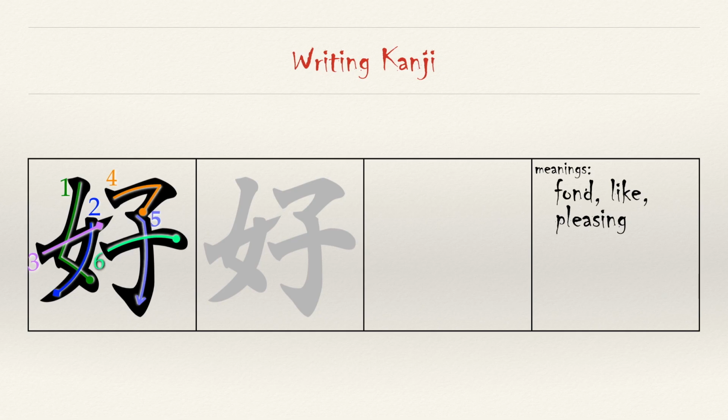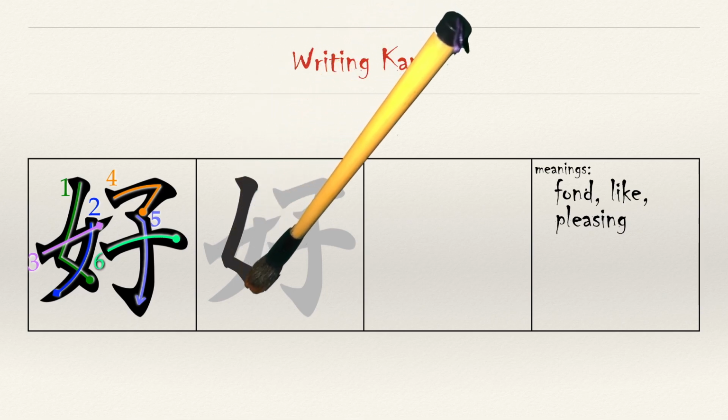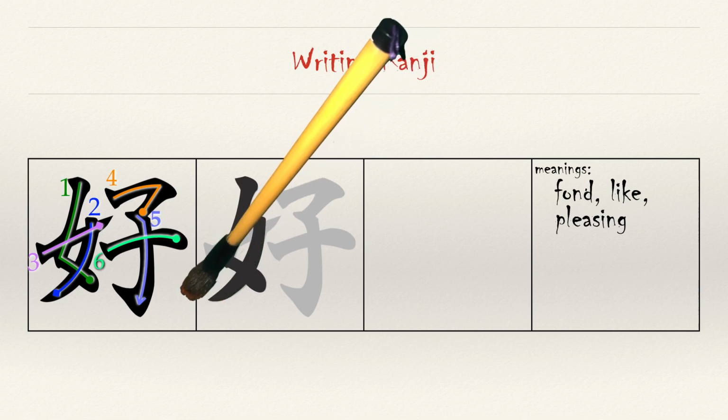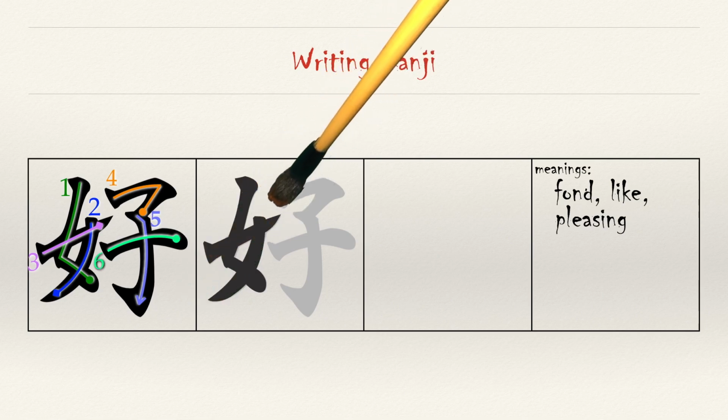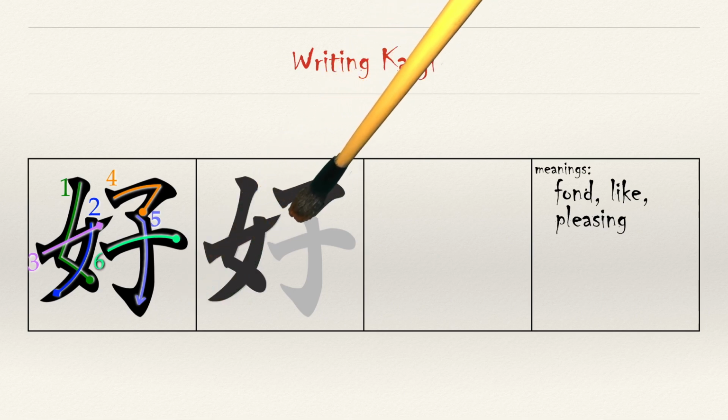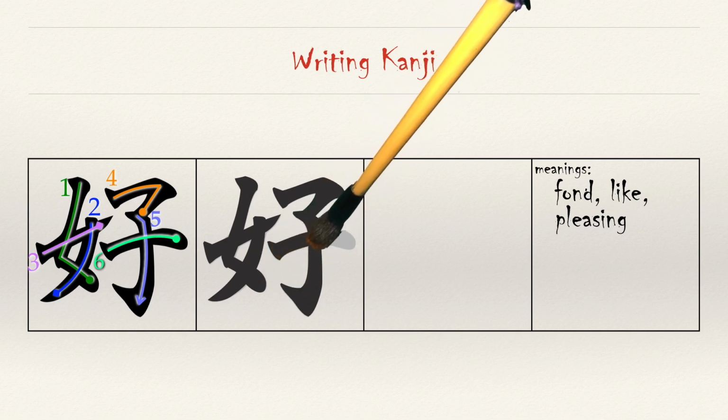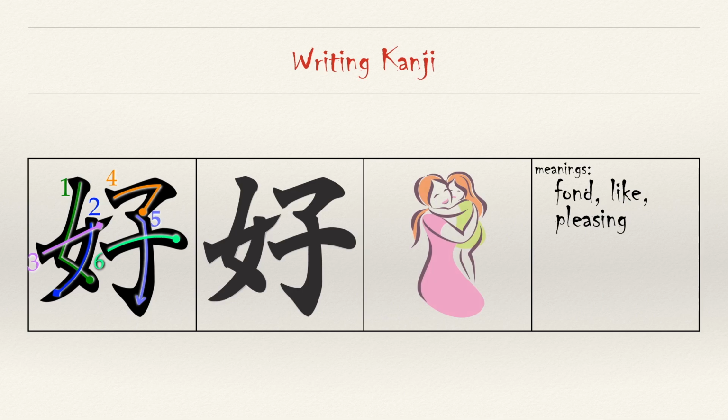Notice that the horizontal stroke is the last stroke in this group as well. Remember these 2 groups of strokes. You'll see them a lot in kanji. Let's write this together. Strokes 1 through 3 form a woman on the left. On the right, strokes 4 through 6 form a child. This character represents a child and its mother. After all, every child is fond of its mother.